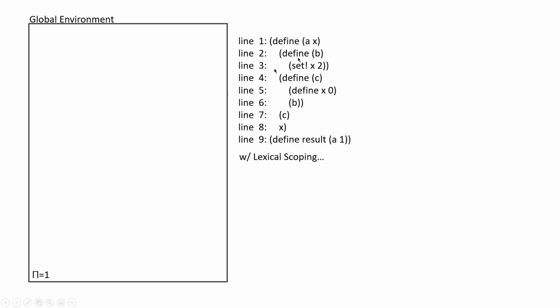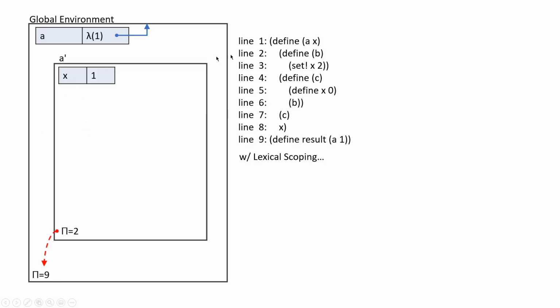So on line 1, we define a function called a, so we get a binding from a to the lambda on line 1 declared in the global environment. Everything else here is all inside a, so we jump down to line 9, which says run the function a with the value 1. So we get a contour for a that has the parameter x bound to the argument 1, and now we're on line 2 inside that new scope.